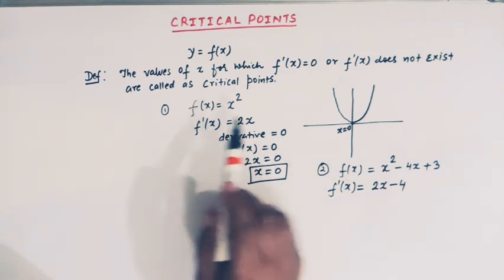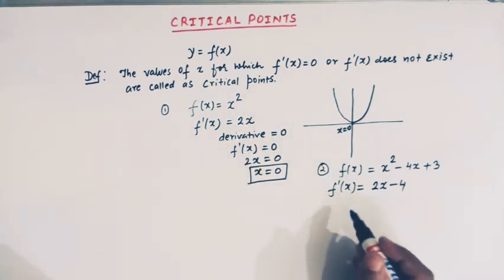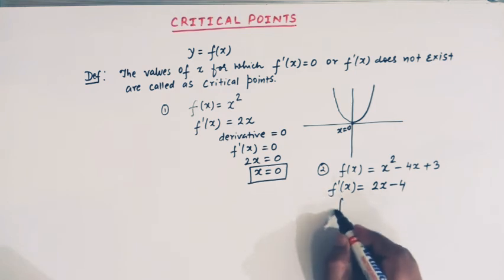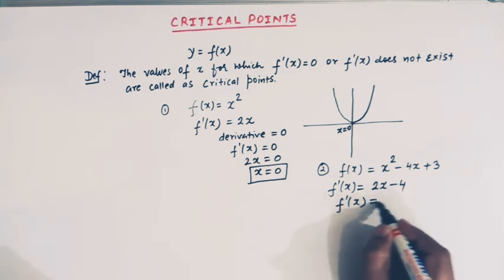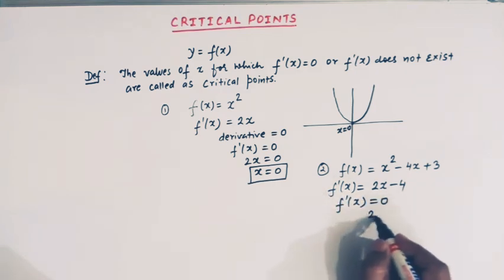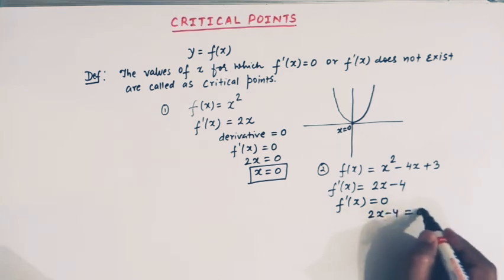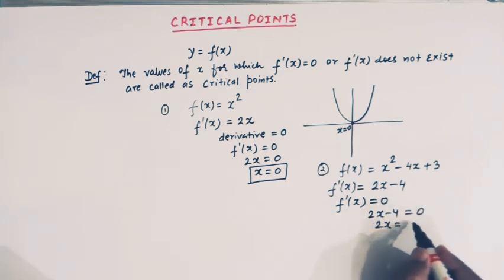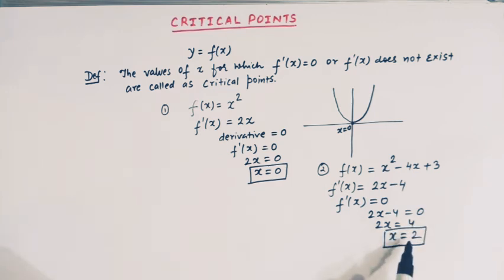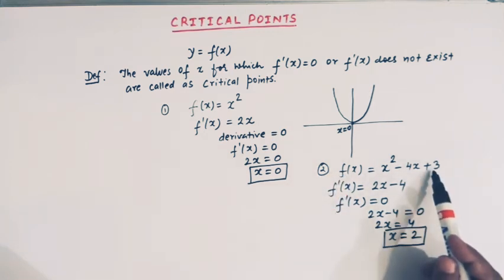Now in order to obtain the critical point, we have to equate f prime of x is equal to 0. So 2x minus 4 is equal to 0. So 2x is equal to 4 and x is equal to 2. So x is equal to 2 is the critical point for this function, right?